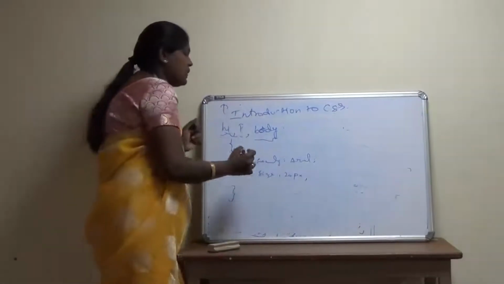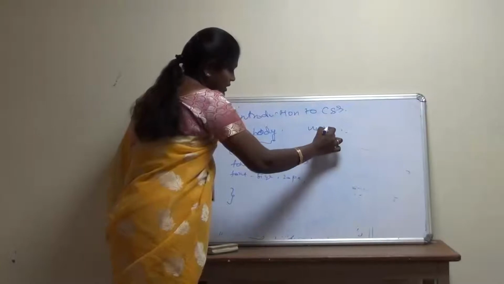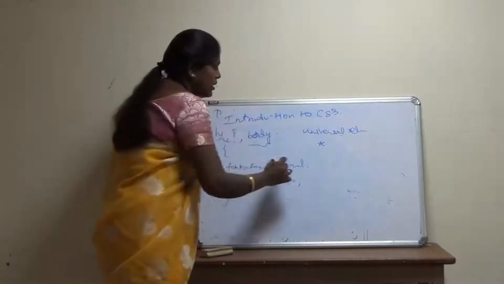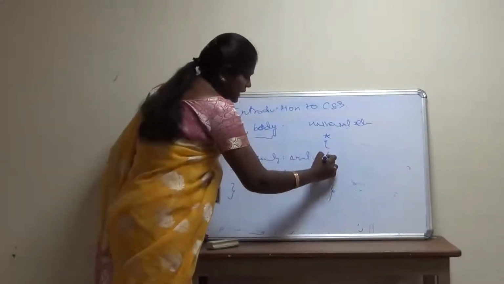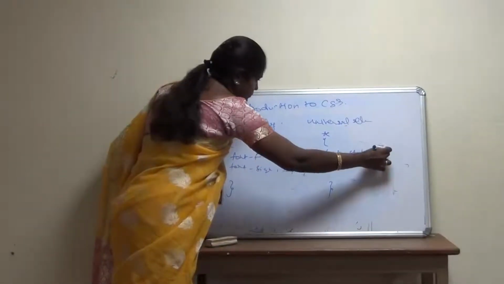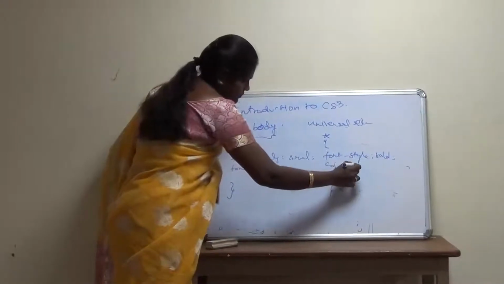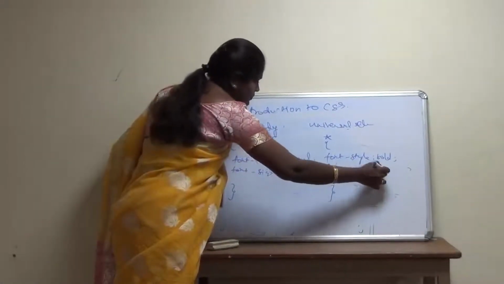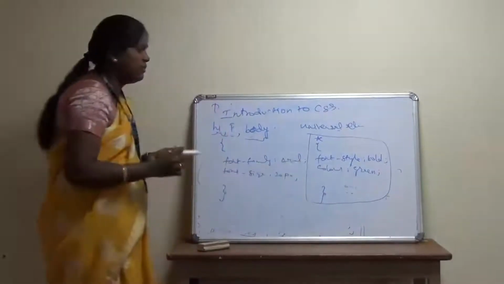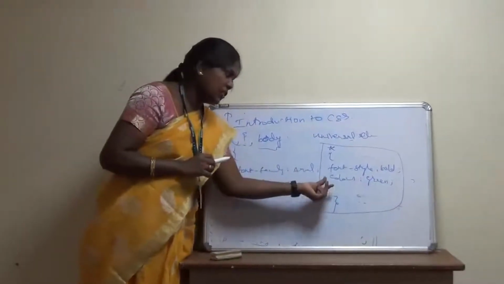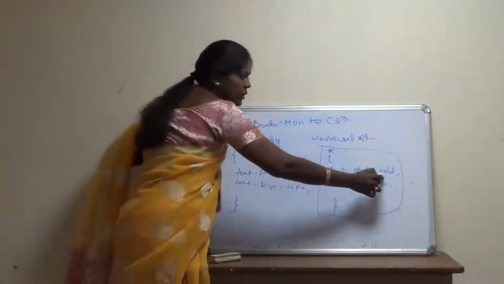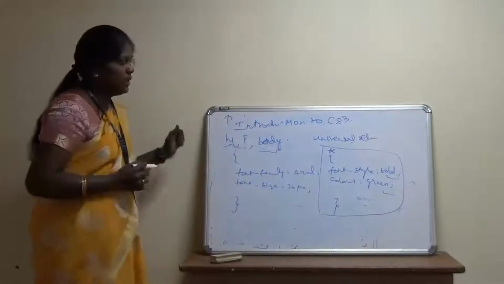The last one is universal selector. The symbol is star. So under star I am going to write certain styles. So when I use universal selector, all the elements in my HTML file will have the same style. All the elements are bold and the color is green. So which is the universal selector.